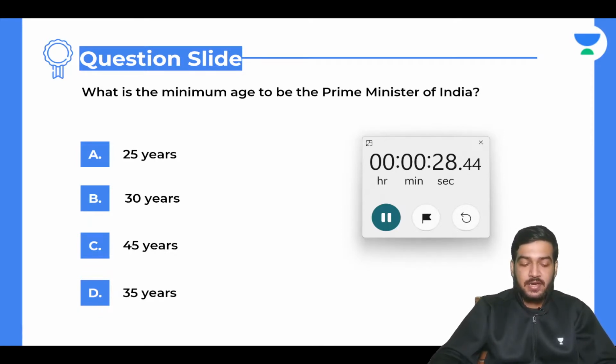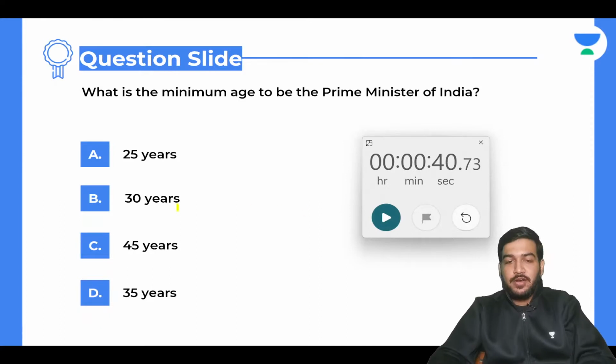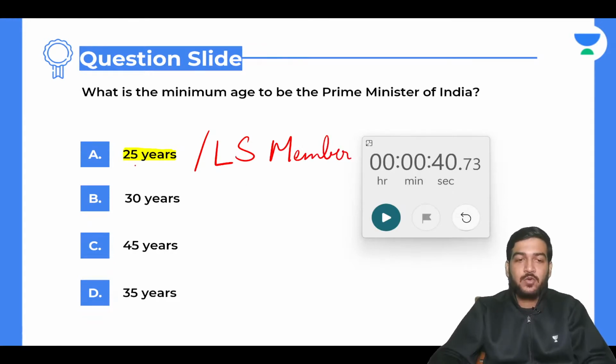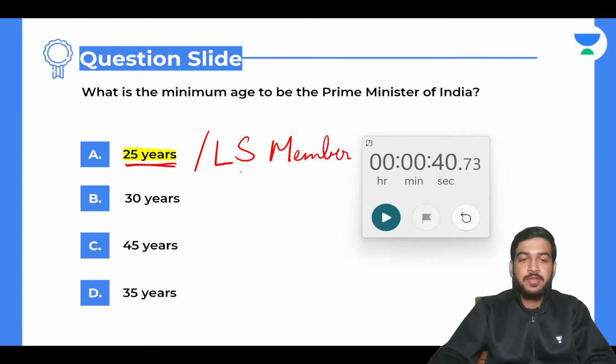Rajiv Gandhi is the youngest Prime Minister of India with an age of 44 actually. So C cannot be the answer, but what is the minimum age? Alright, the minimum age is 25 years because that's the age to be a member of the Lok Sabha. Okay? The age of a Lok Sabha member is also 25. As long as you are a Lok Sabha member, you are eligible to be a Prime Minister.